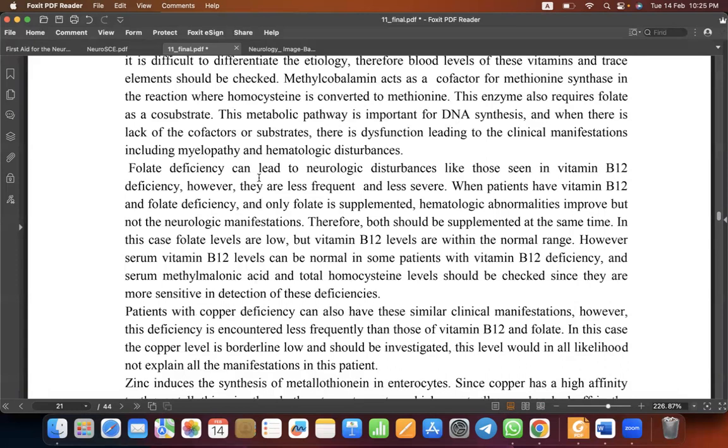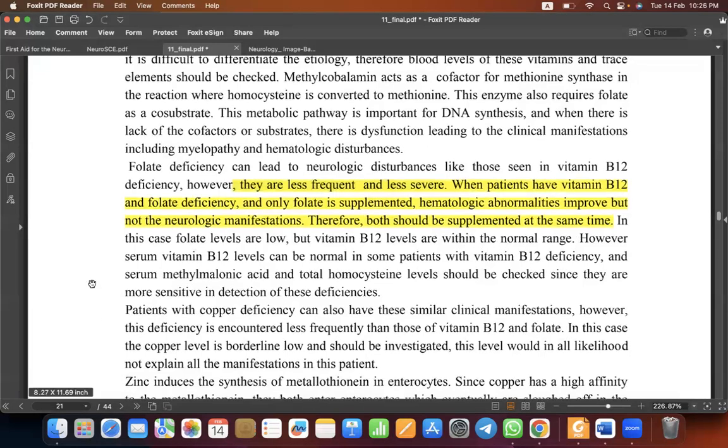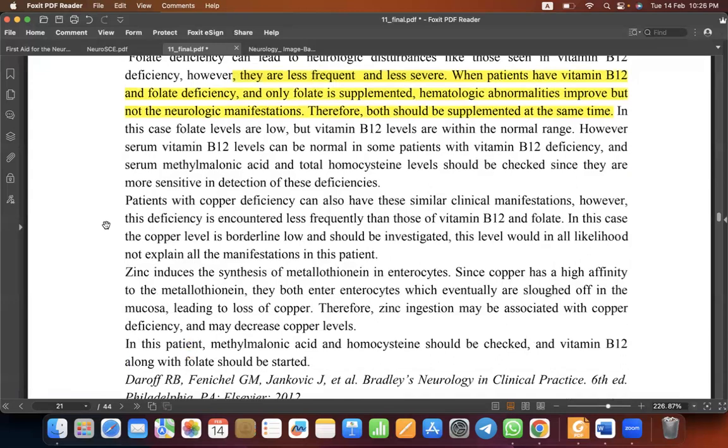Folate deficiency can lead to neurological disturbance like that seen in B12 deficiency. However, this is less frequent and less severe. The patient may have both B12 and folate deficiency. Whenever we treat only the folate deficiency, the hematological condition will improve, but the spinal cord won't. So we should remember that whenever we treat a patient with folate, we treat with B12 also. As I said earlier, copper deficiency can have a similar clinical manifestation, however it is very, very rare in comparison.